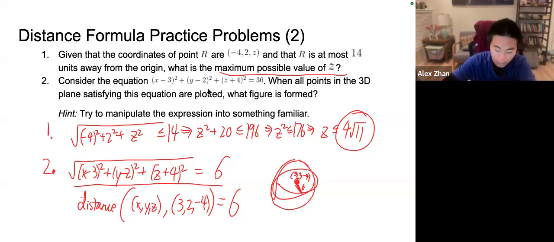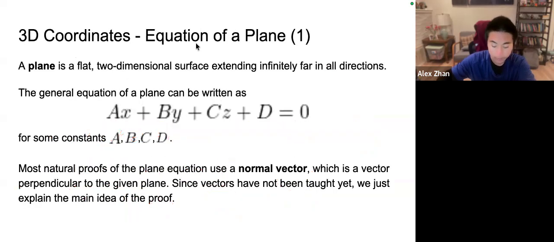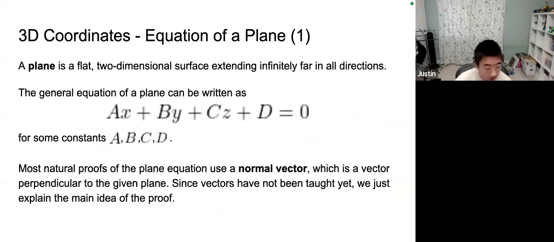Okay. Then we will go on to the next question. Well, actually, next concept now. So Justin will present about planes. The definition of a plane is a flat two-dimensional surface that extends infinitely far in all directions. So for example, the XY plane would be like this.